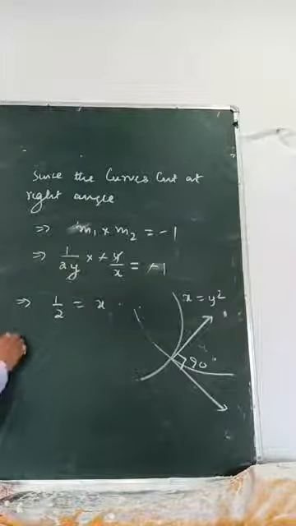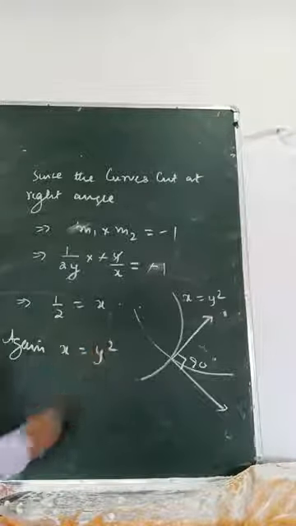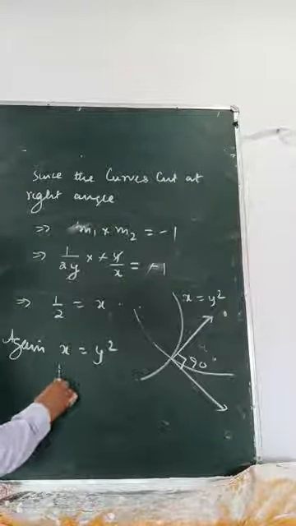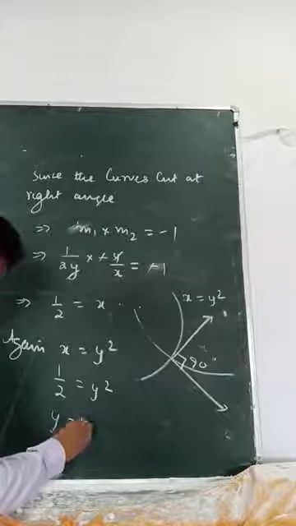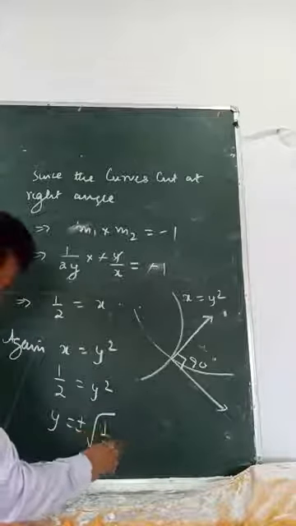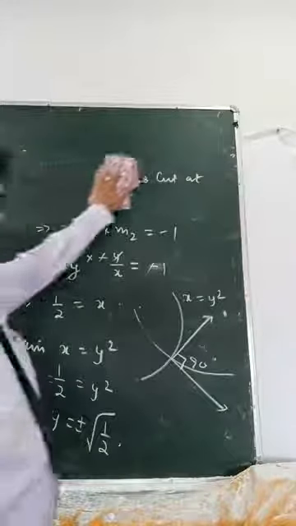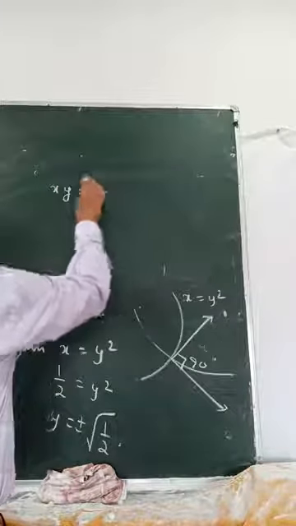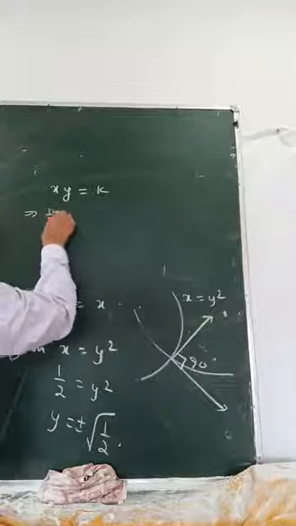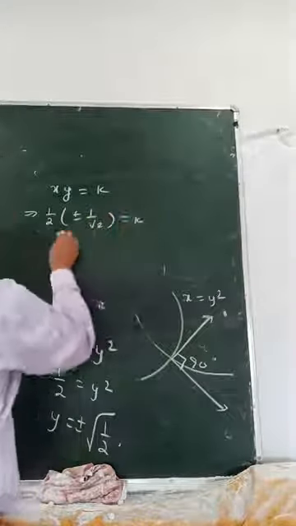Then again x equals to y square. So 1 by 2 equals to y square. y equals to plus minus root over of 1 by 2. But you have to bring it in the k form. k form means xy equals to k, 1 by 2 into plus minus 1 by root 2 equals to k.